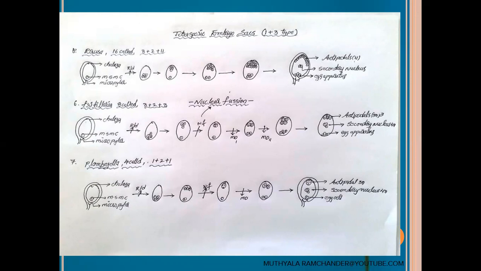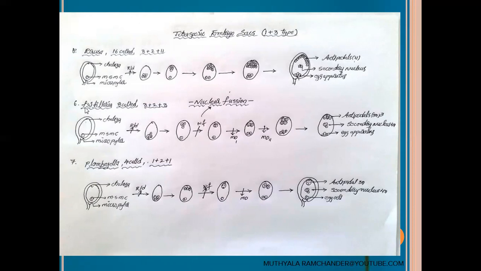Middle cell acts as an egg cell. Lateral 2 cells act as synergids. Finally, the Drusa embryo sac contains 16 cells. They are arranged in 3+2+11 arrangement. 3 cells belong to the egg apparatus, 2 cells belong to the secondary nucleus, 11 cells belong to antipodals.